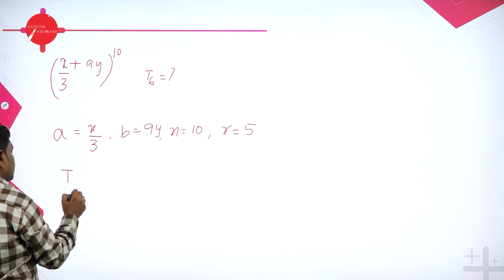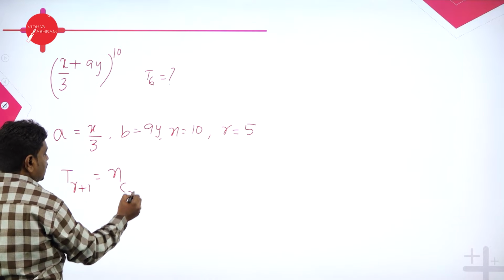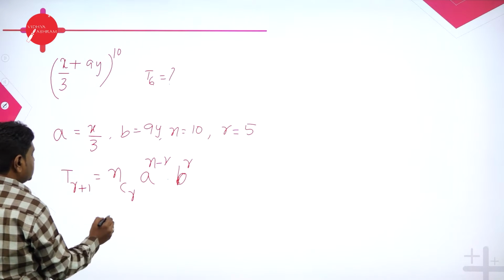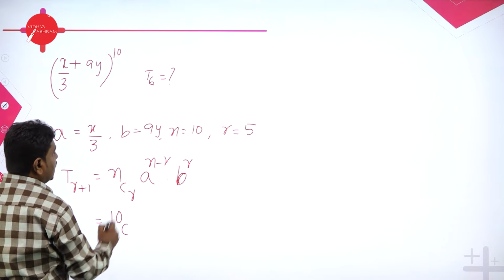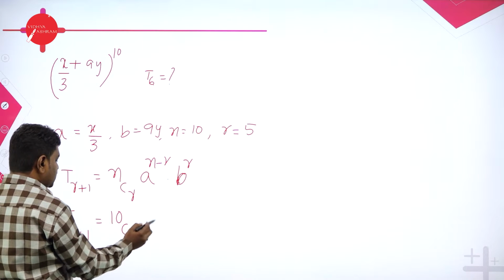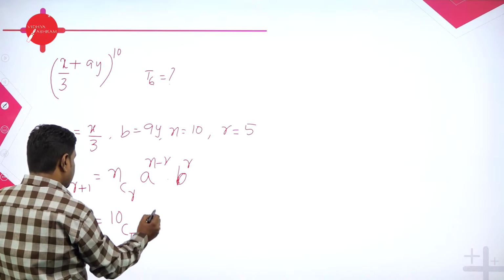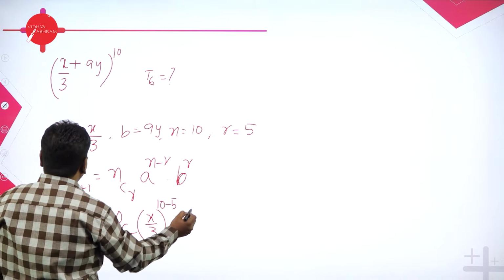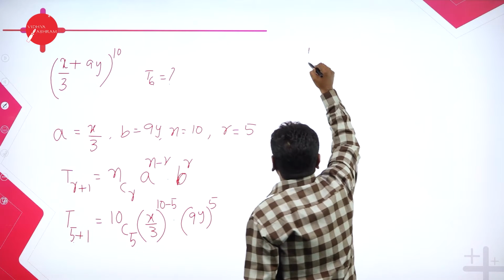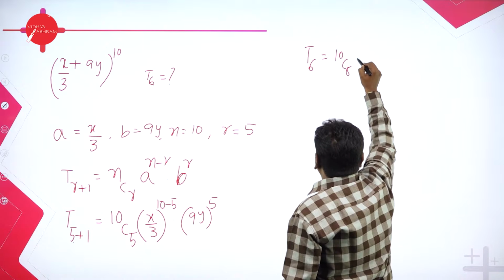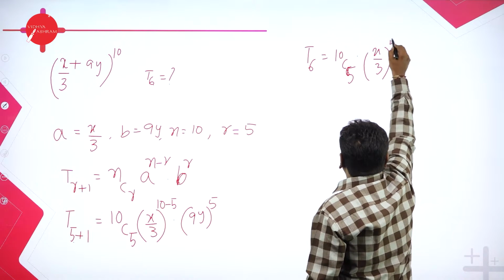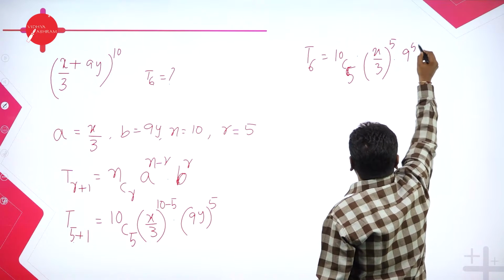So now you know the T(r+1) formula. What is T(r+1)? nCr, first term power n minus r into second term power r. So what is n here? 10. So 10Cr. What is r? So I need T(5+1). T6 means 5 plus 1. r is 5. 10C5, x by 3 power 10 minus 5, and 9y power 5. Simplify this further. So we'll have T6 is equal to 10C5 into x by 3 power 5 into 9 power 5 y power 5.